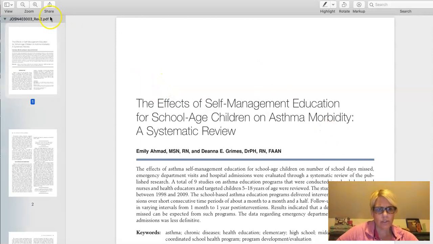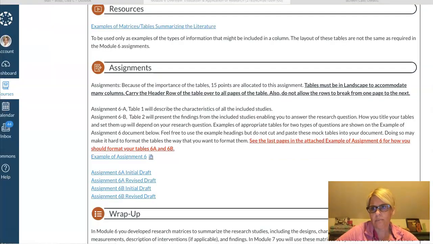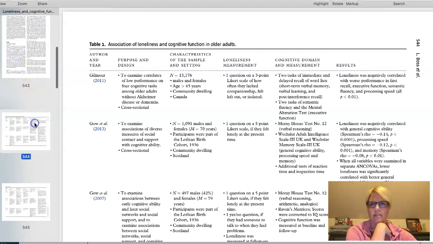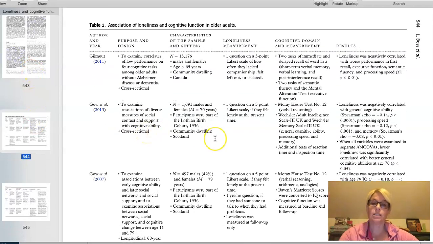Let me show you mine now, because we're already at 14 minutes. Let's look at loneliness and cognitive function. So this is my study, and you can see it looks similar to what we just saw. This one, I was looking at a relationship, so not an intervention.